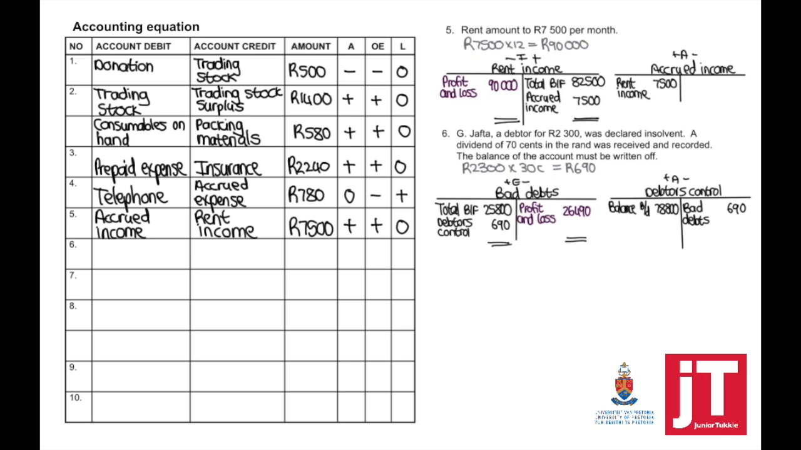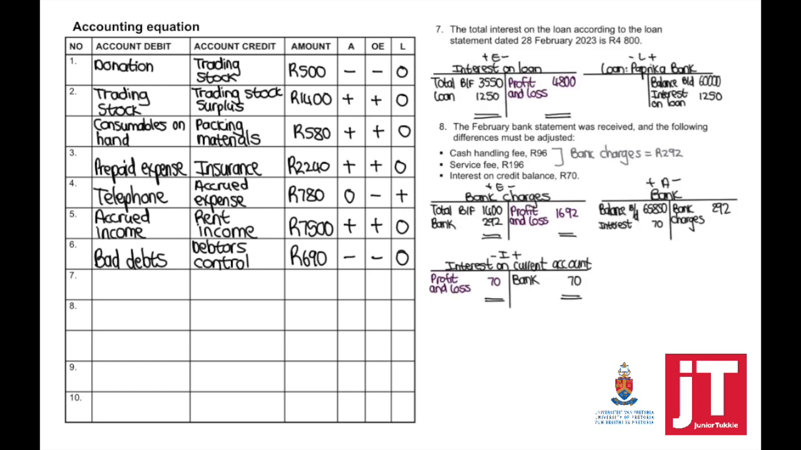Adjustment number 6, we had to write off a debtor's account because we're not going to recover that money. The debtor was declared insolvent. We only received some of it. Account debited: bad debts. Account credited: debtors control with 690. Expense, because my expense increases, it will have a negative effect on the owner's equity, and debtors control is regarded as an asset. So if you don't understand your basics, classifications of accounts, then you're not going to get this right.